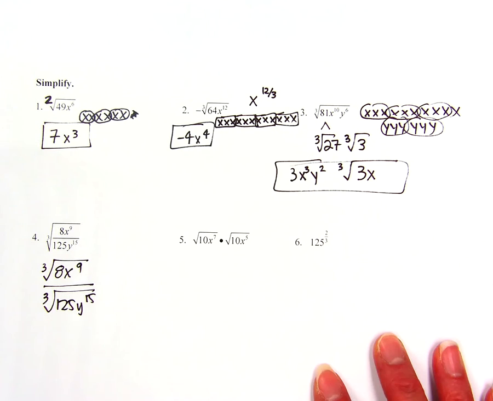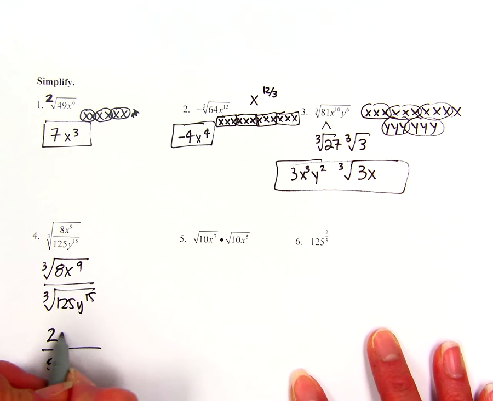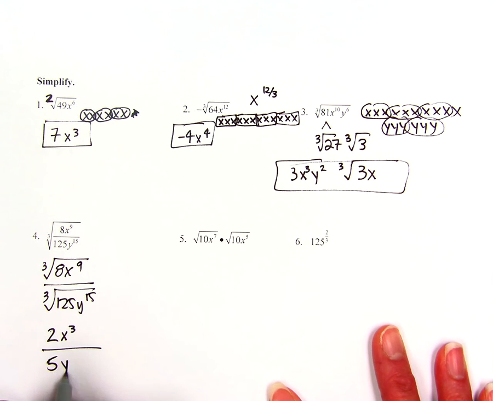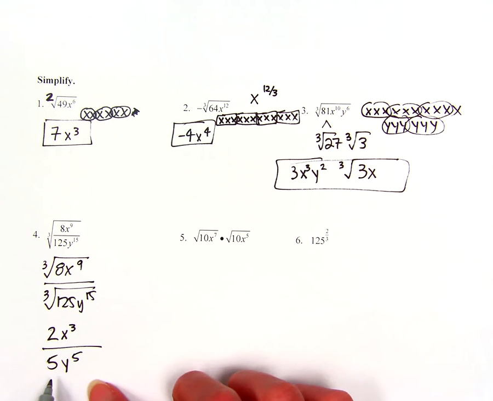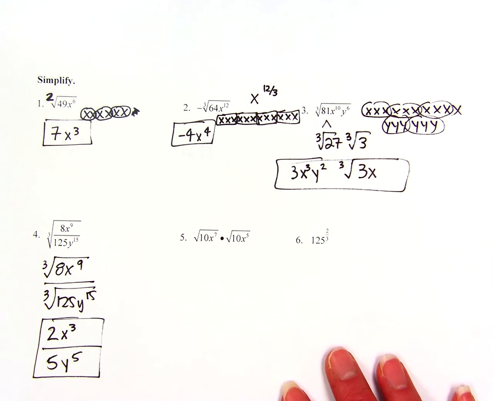All right, so that gives us 2/5. So a 2 and a 5. And then if we do 9 divided by 3, we get x to the 3rd. You could write out 9 x's and group them, or you could write out 15 y's and group them, or you could do 15 divided by 3, and that gives you y to the 5th. So 2/5 doesn't reduce, and x's and y's are different bases, and then that's the answer to your problem.